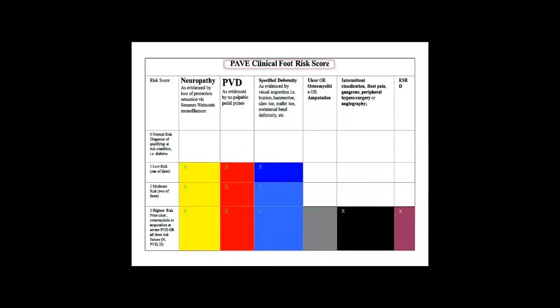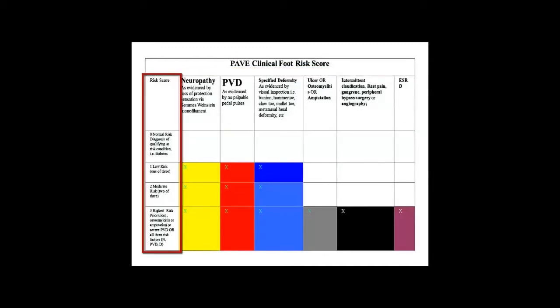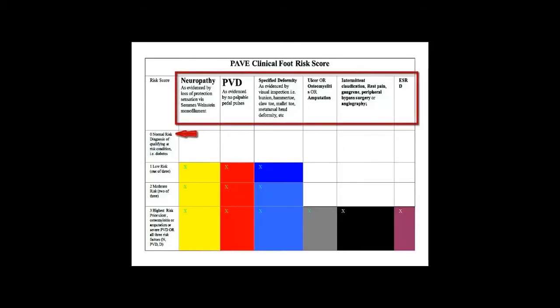Before we review the specifics of the PAVE Foot Risk and Intervention Clinical Reminder, let's review the factors behind the assignment of the PAVE Foot Risk Score. This matrix helps assign a risk score to your patient, determined by the number of high-risk diagnoses that apply to that patient. The first column contains the various risk scores. A 0 risk score has a qualifying diagnosis such as diabetes with no other diagnosis contributing to amputation risk.